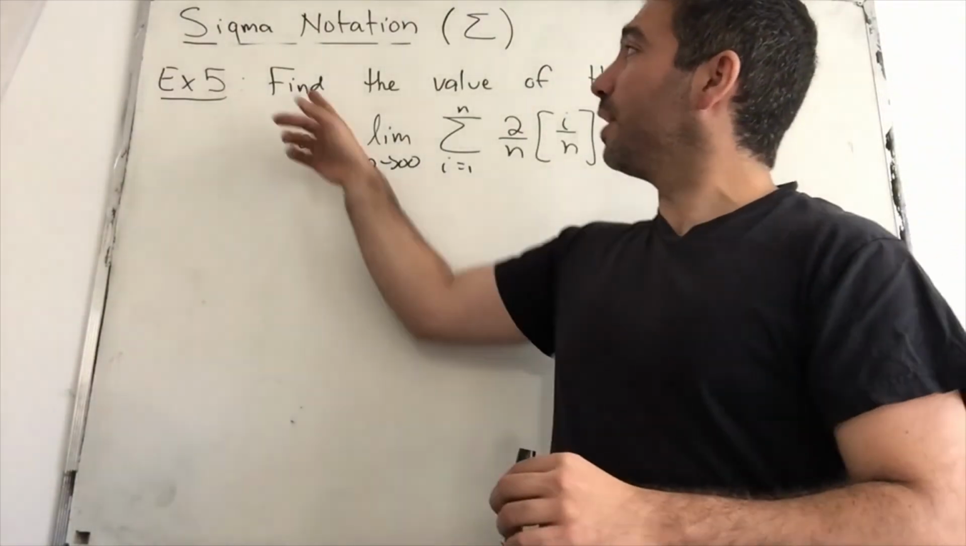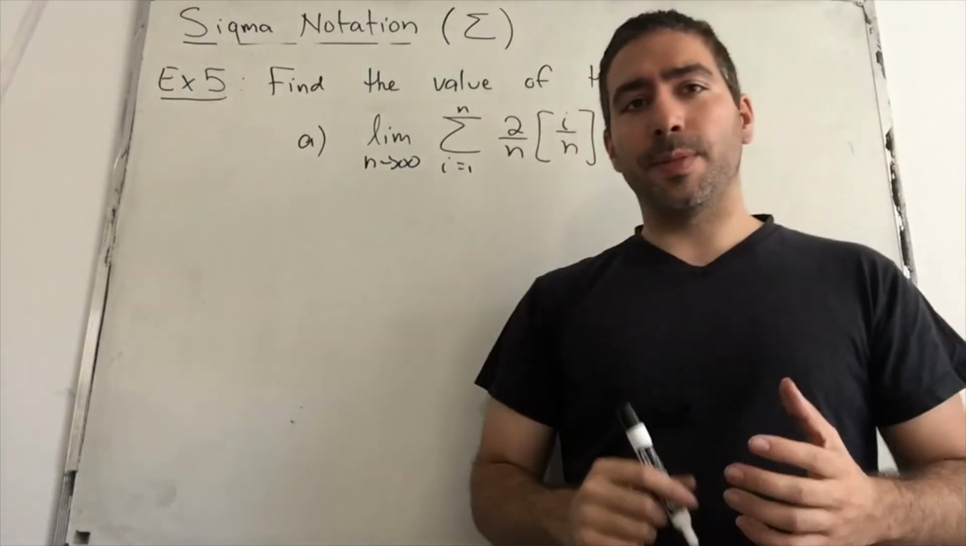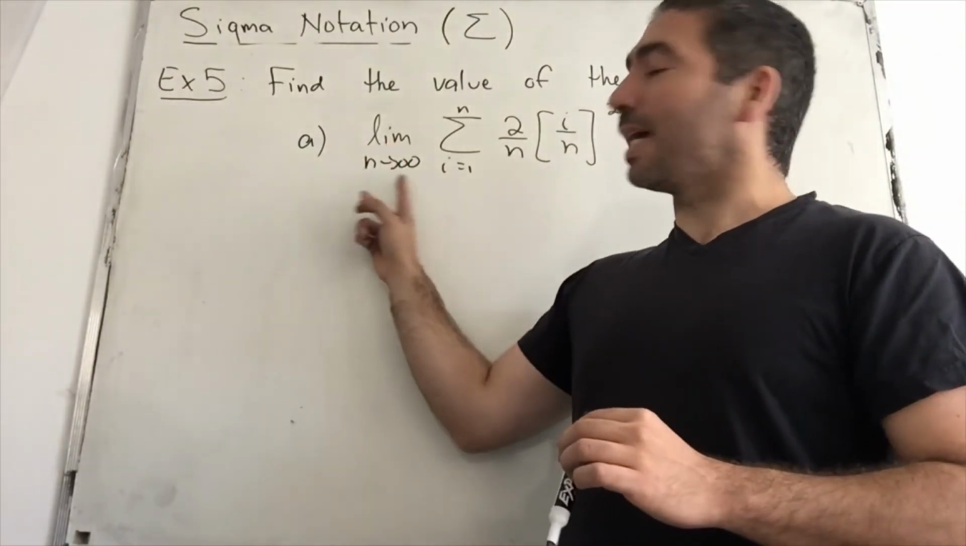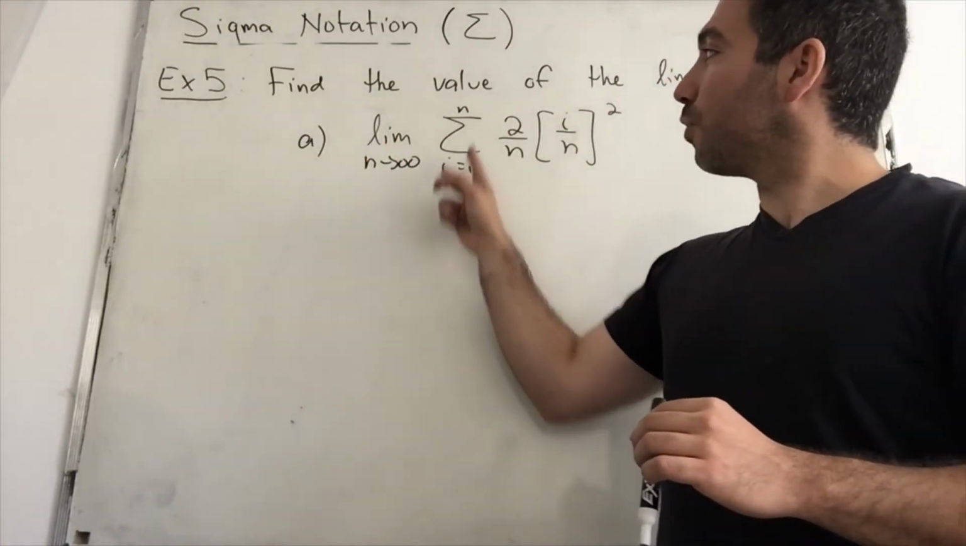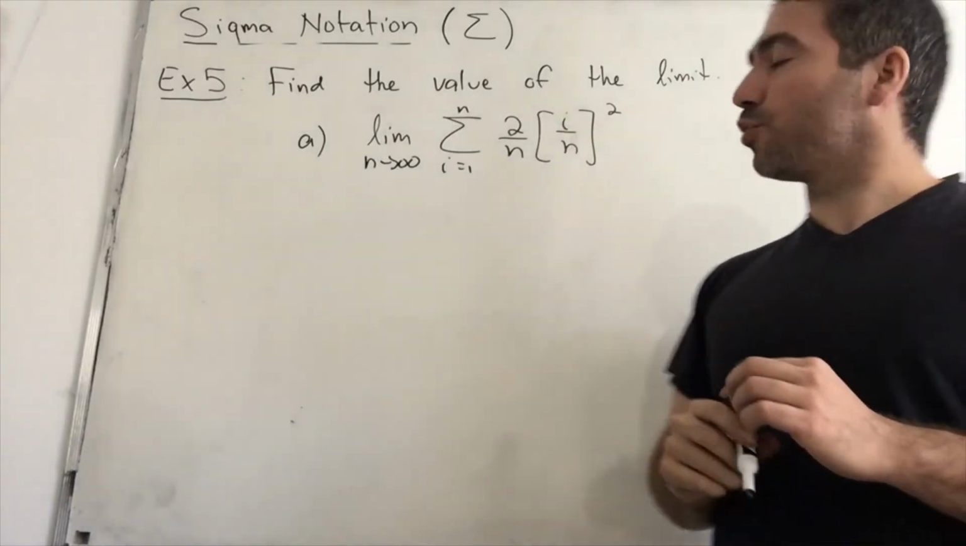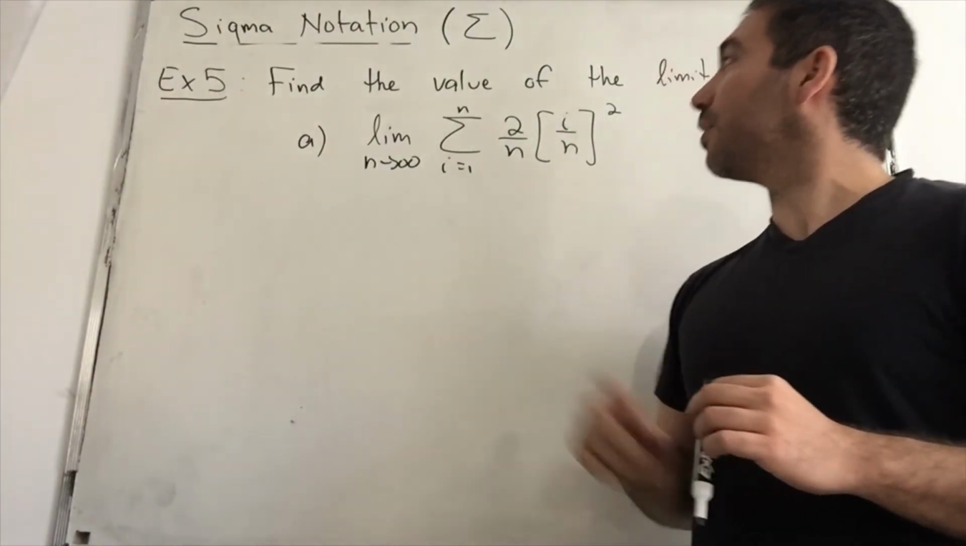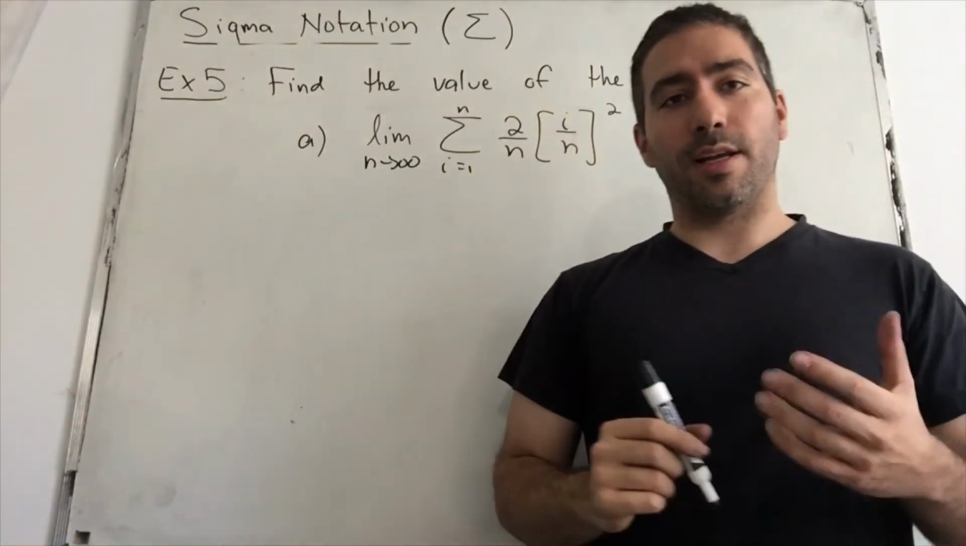So the next example over here says to find the value of the limit. That's right, limits are back. So we have the limit as n tends to infinity of the sum from 1 to n of 2 over n times (i over n), all that squared. So let's go ahead and solve this.